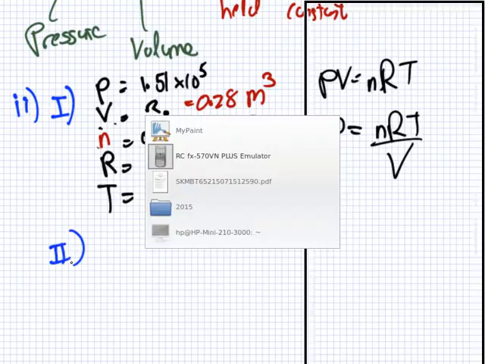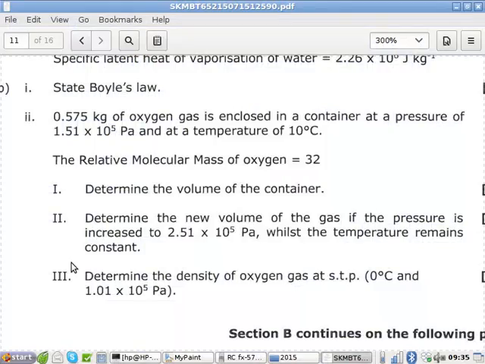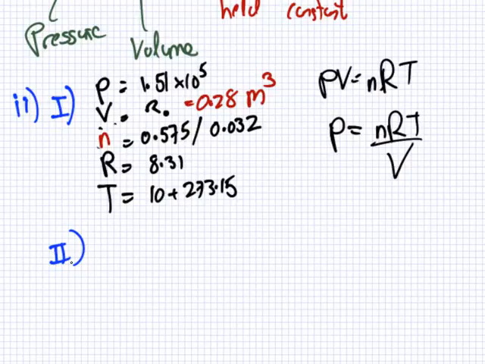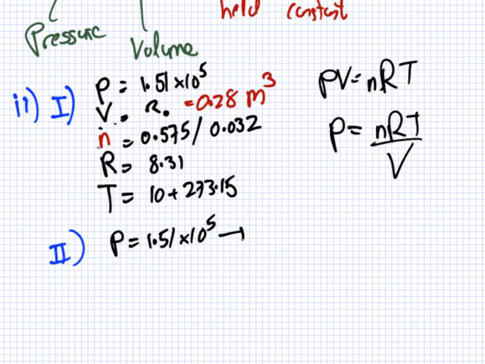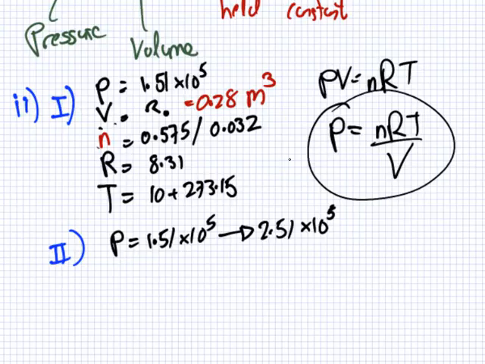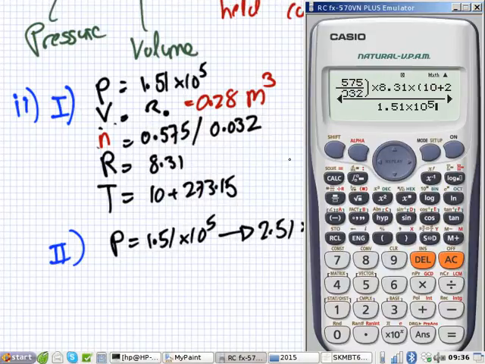Okay. Part 2. The volume changes. What's the new volume if the pressure changes? Now, what's great here is there are two ways to do this. The only thing that changes is the pressure, which goes from 1.51 times 10 to the 5 to 2.51 times 10 to the 5. So if you wanted to, you could just use this formula again, except change the pressure. So if I just backspace, change that 1 to 2.